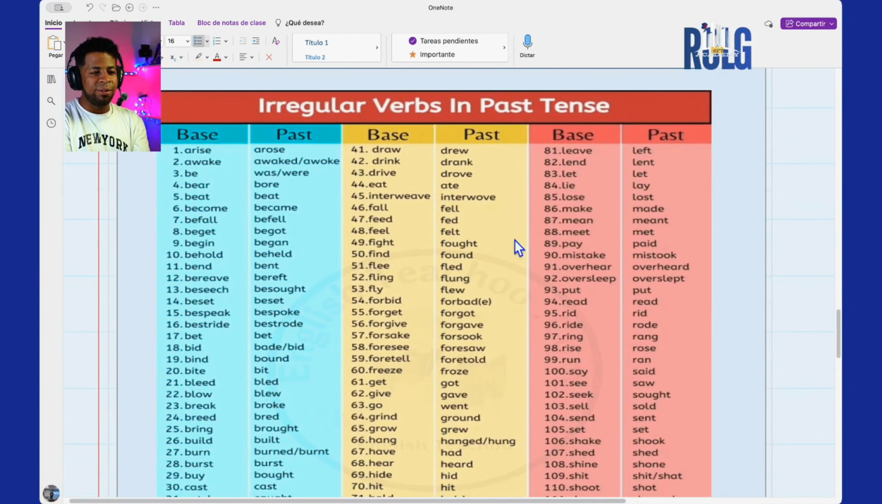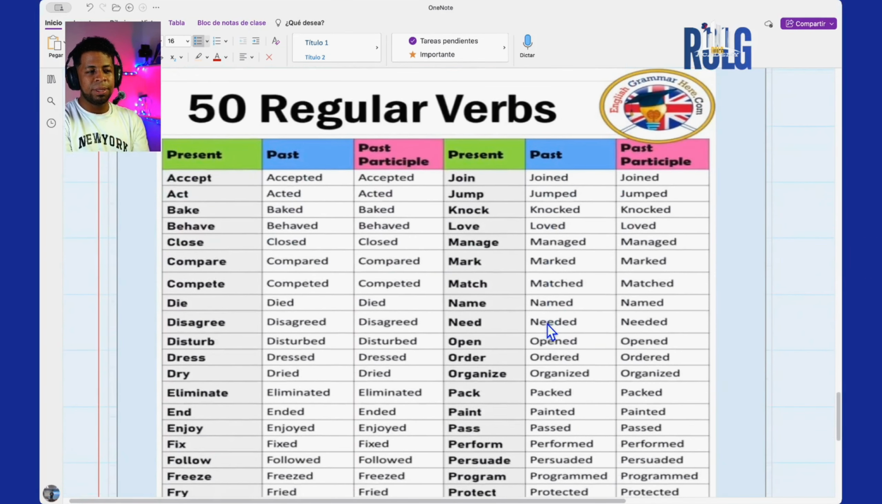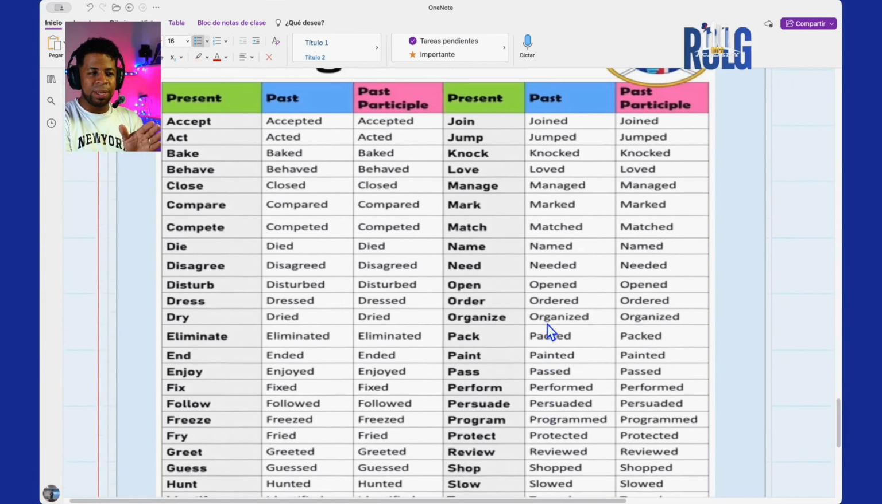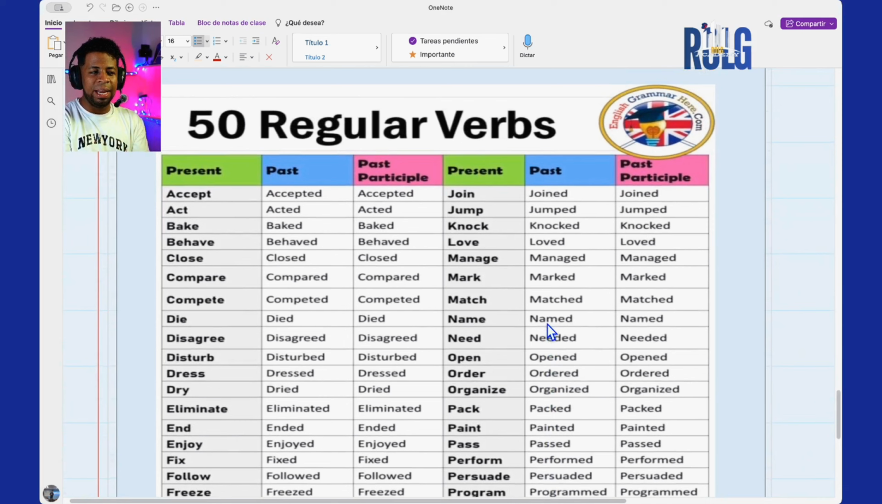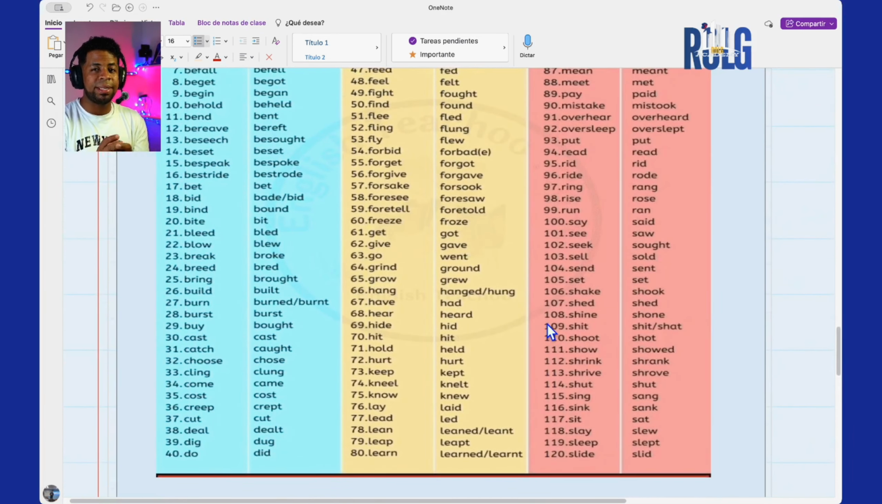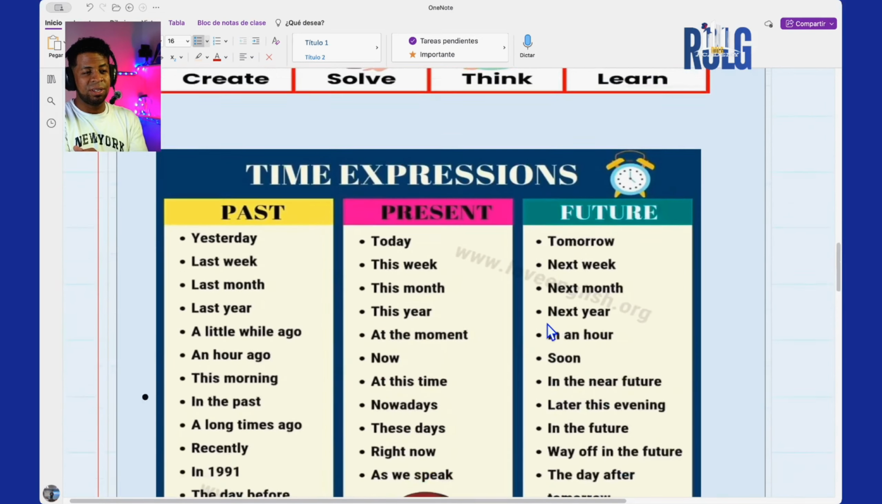Yeah, we have here irregular verbs in past tense, and we have here regular verbs that are in past and with their present. So I recommend you guys find that kind of chart with a list of verbs that you can practice and study, because there are so many.